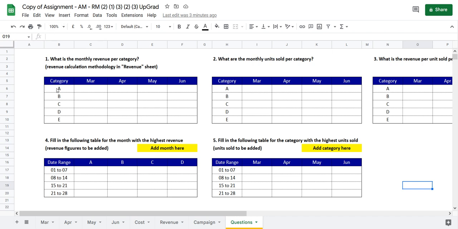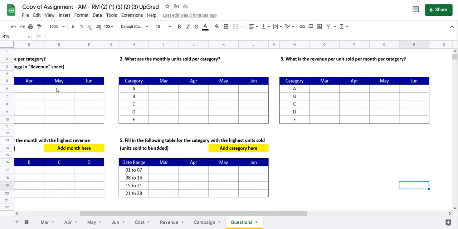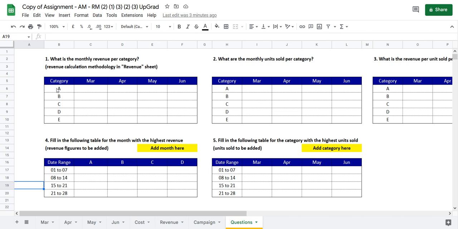Let us see what type of questions there are. The first question is, what is the monthly revenue per category? For each and every month, for each and every category, we have to find out the monthly revenue. Then, what are the monthly units sold per category? Then, what is the revenue per unit sold per month per category? Then we have to fill the following table for the month with the highest revenue. Then we have to fill the table for the category with the highest units sold.